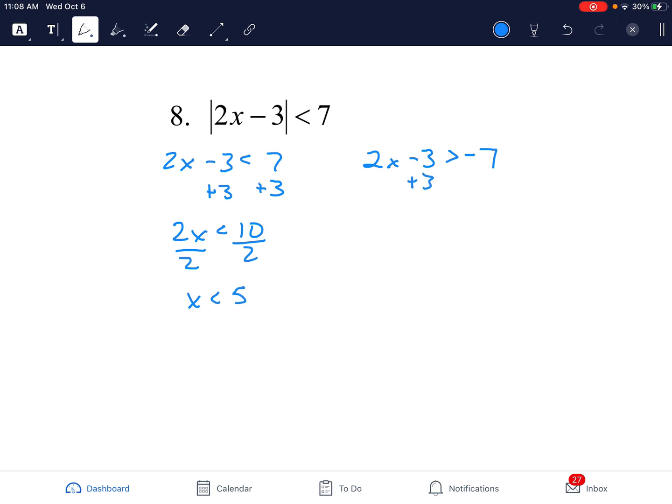On the other side, I add 3. 2x is greater than negative 4. Divide both sides by 2. X is greater than negative 2.